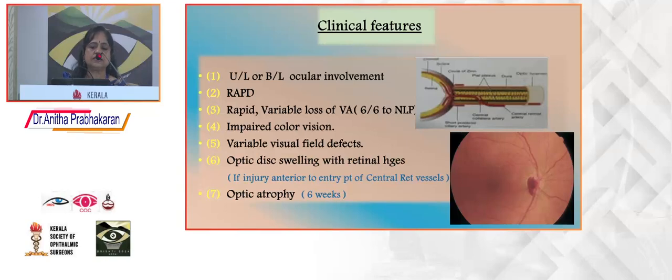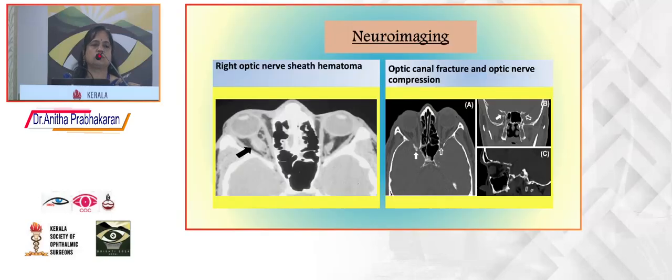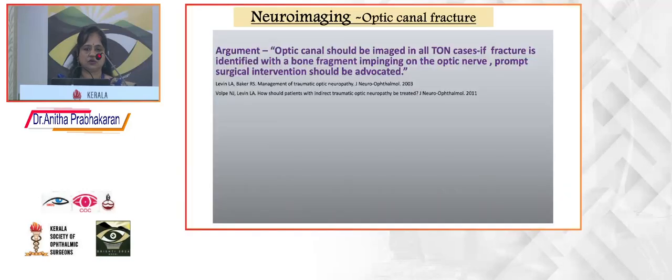If the injury is anterior to the point of entry of the central retinal vessels, you can see some hemorrhages with optic disc swelling. But if it is posterior, the fundus will be normal. It takes about 6 weeks for optic atrophy to set in. How would you manage? First, we talk about investigations as usual. But here, to demonstrate optic nerve sheath hematoma or optic canal fracture with the bone impinging on the optic nerve, we need to have some neuroimaging.